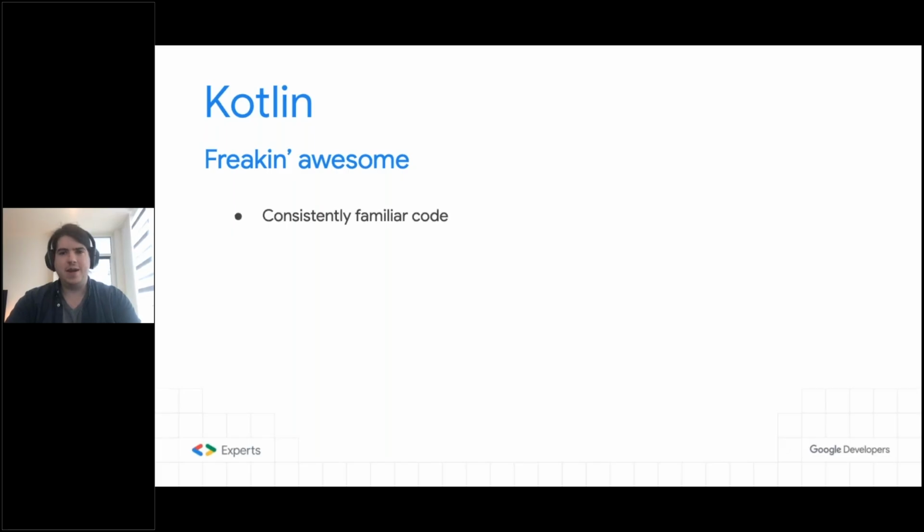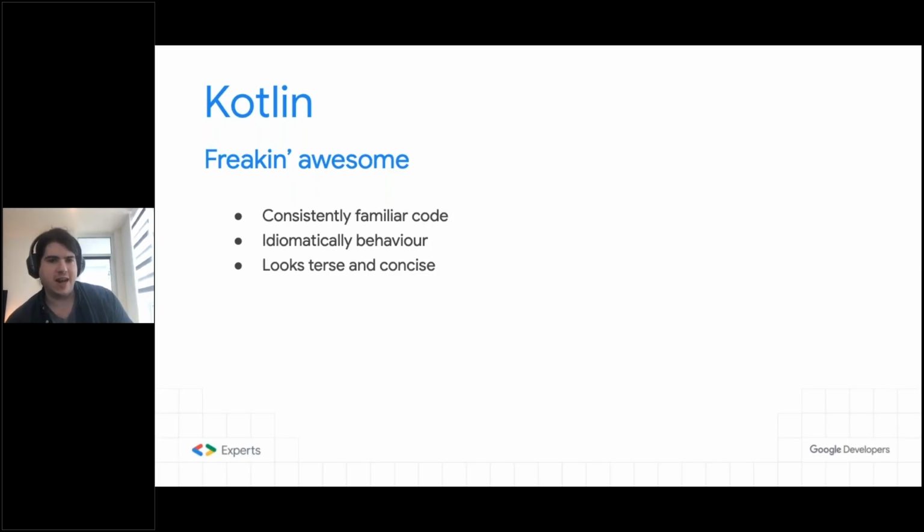Because you have consistently familiar code. It's much, much easier and more familiar to read and write. You have idiomatic behavior, which means that code is going to execute idiomatically to the platform and to the language. I'll go into a bit more detail on what idiomatic code means in a minute. The code looks terse and concise. It's much easier to get a larger implementation from much less code.